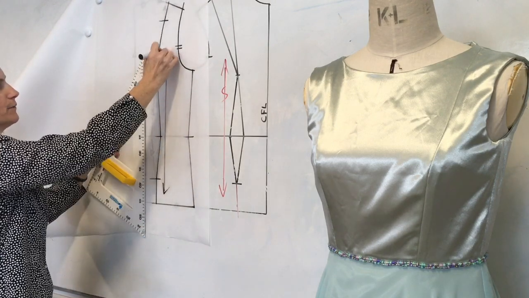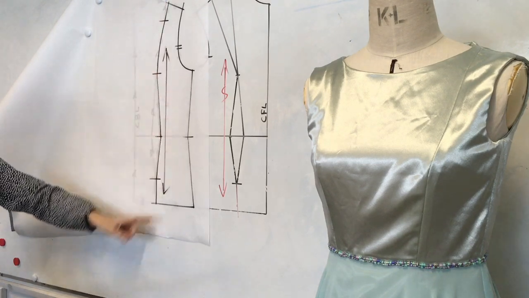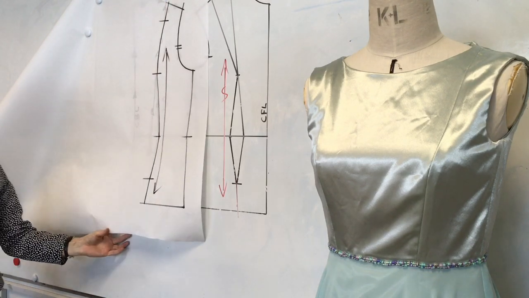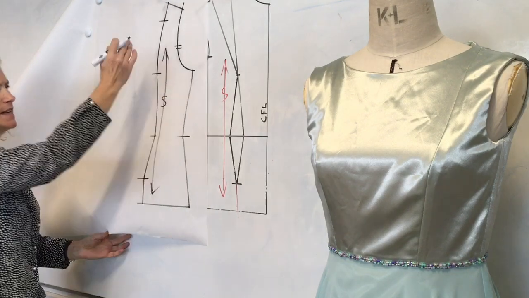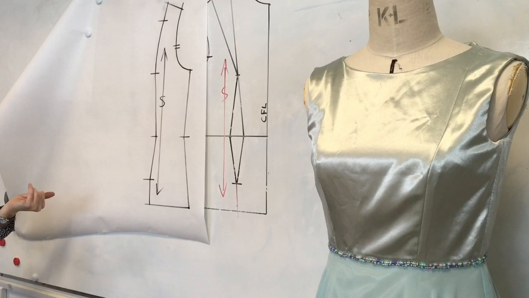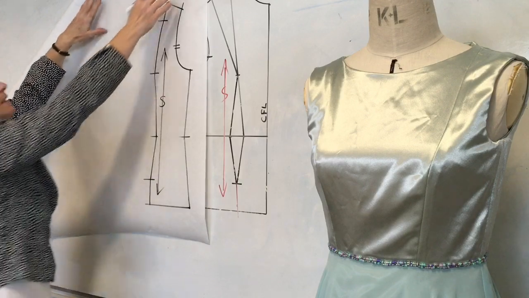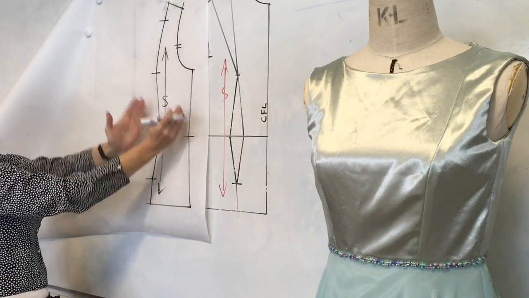While I trace off, I've traced along all the correct lines that I've marked, and I've traced my straight of grain. Straight of grain always has arrows at each end. That's what defines it as different from any other line, and I put an S on it. Winifred does not put the S. So now I've traced that, and I'm going to move it over.